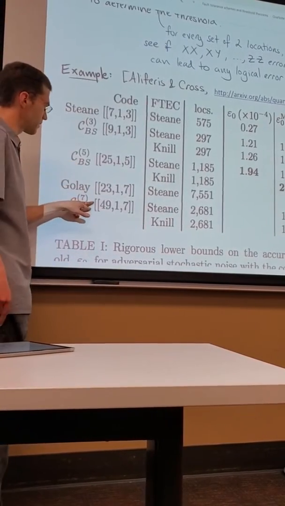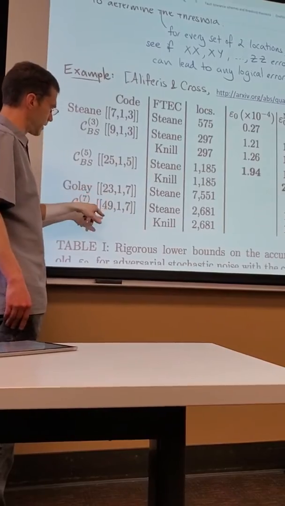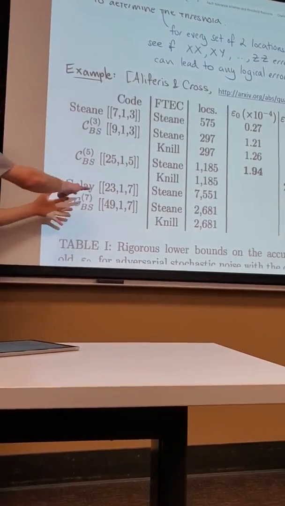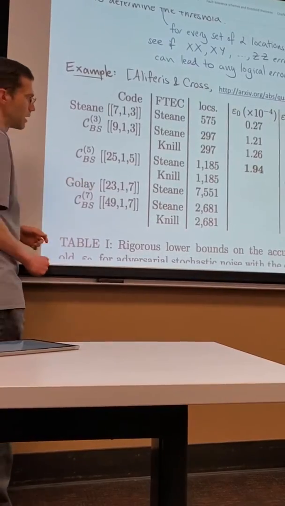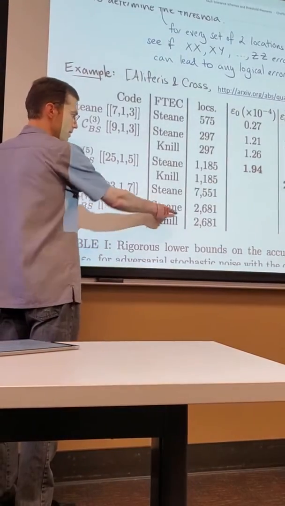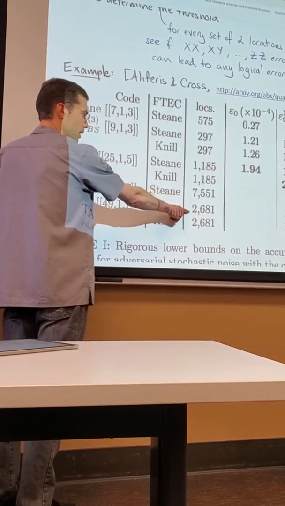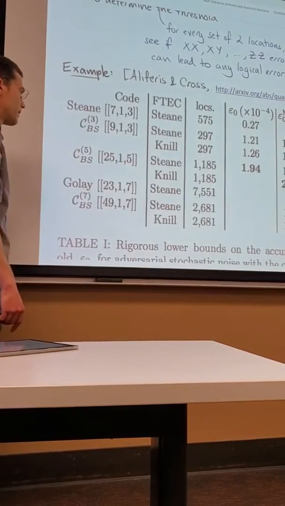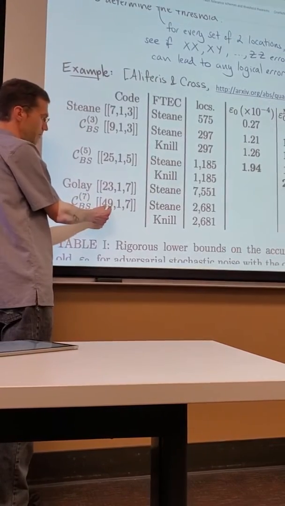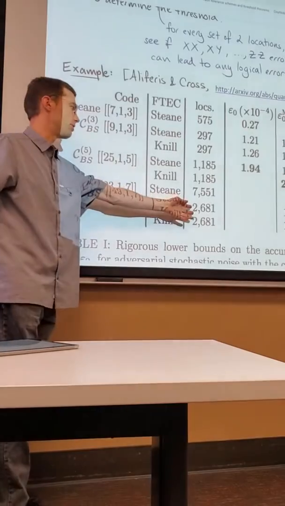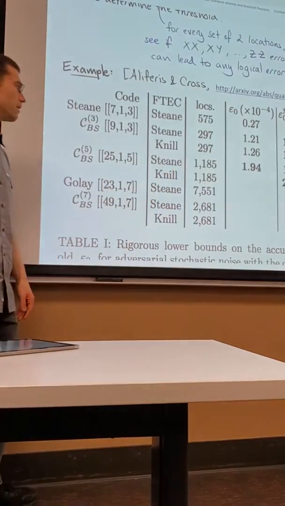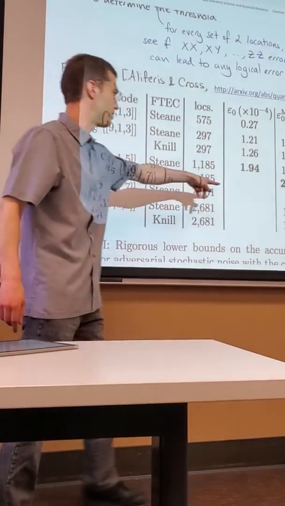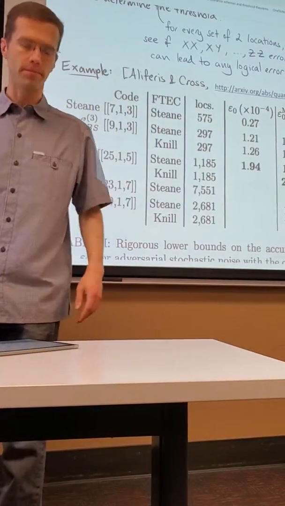Yeah, these Bacon-Shor codes are nice. Like you see here, this is the distance 7 Steane code versus the Bacon-Shor code. So this is a 7 by 7, 49 qubit square, and so they have the same distance, but the Bacon-Shor code has a lot fewer locations to get the same distance. So it's a trade-off, right? You need more qubits, 49 versus 23, but you get more efficient error correction. And in this case, it looks like the trade-off is in favor of Bacon-Shor, at least based on these numbers.